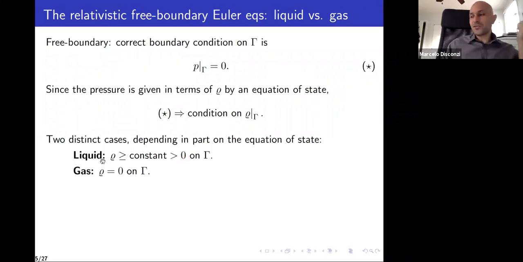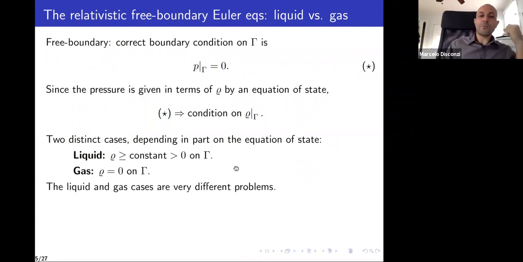Now, there's an important distinction that I need to make. And it depends on the problem you're studying, depends in part also on the equation of state, which is the following. If the density, whatever condition you have on the boundary, is such that it is bounded away from zero from below, then you say that you have a liquid. And if the density vanishes on the boundary, you say that you have a gas. In both cases, the pressure vanishes on the boundary, but then you have this distinction of whether the density vanishes or not on the boundary. And I think the names liquid or gas are more or less self-explanatory.